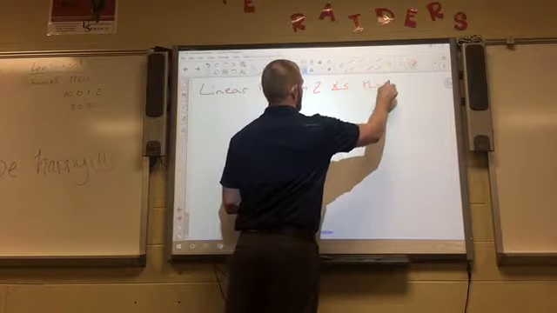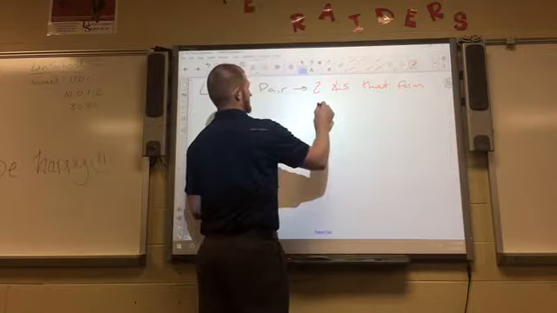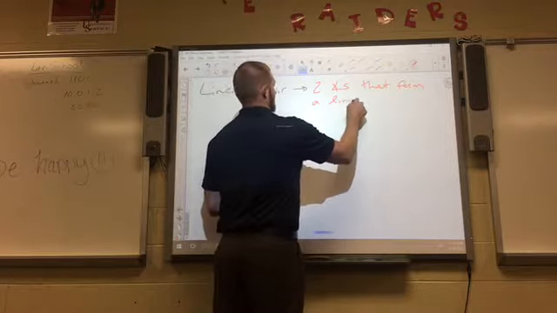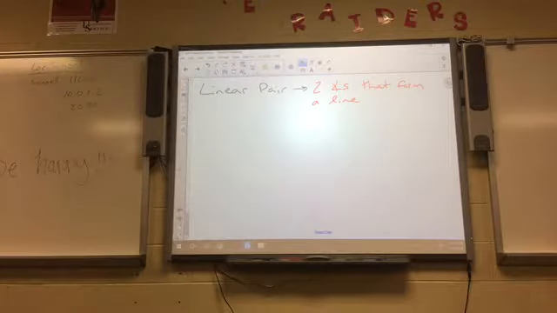that form what? A line. And that's not their exact definition of it, okay, but that seems to be the easiest way for students to remember it. Two angles that form a line.